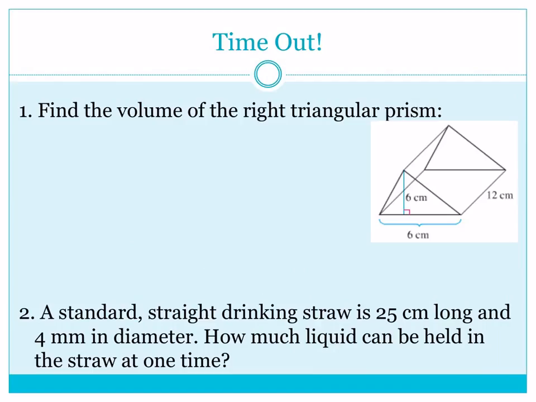This is similar. This one is not assumed or needed to be assumed to be isosceles. It's not a necessary feature. So, find the volume of the right triangular prism. Then, once you're done with that one, it says a standard straight drinking straw is 25 centimeters long, 4 millimeters in diameter. How much liquid can be held in the straw at one time?